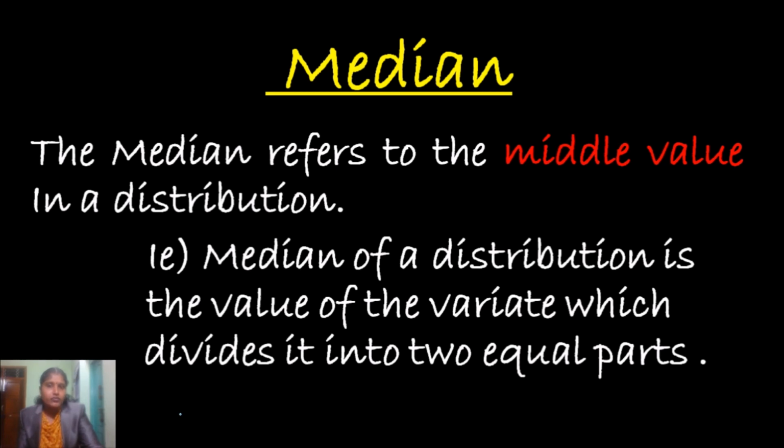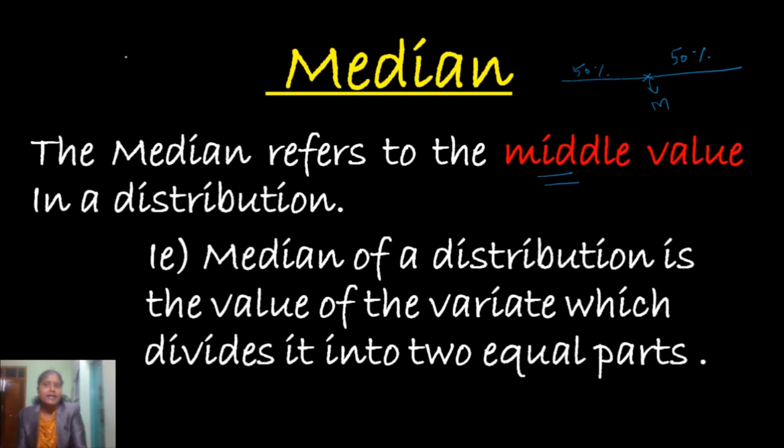In this video, we have to see how to calculate median. The median refers to the middle value in a distribution. That is, median is the value that splits the entire set of data into two equal parts. In short, median is the middlemost observation where we have 50% of the items before it and 50% of the items after it. That means it divides the entire set into two equal parts.